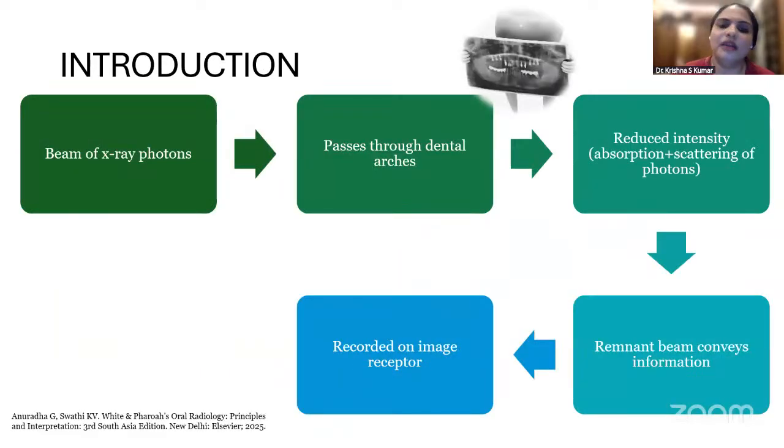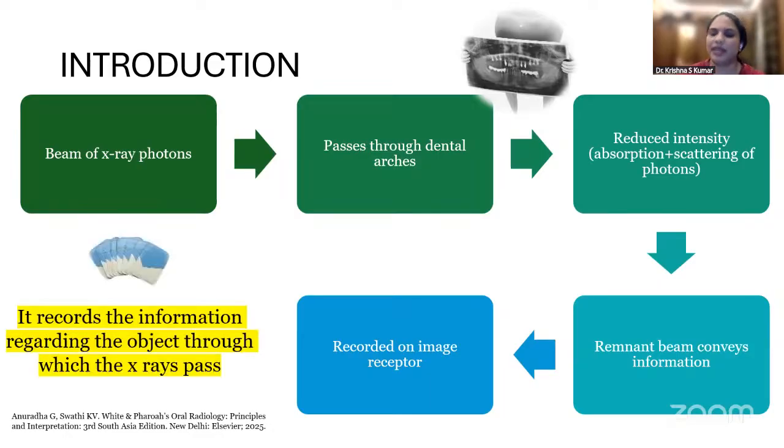So what is an X-ray film? When the beam of X-rays passes through the dental arches, it is attenuated. That means its intensity is reduced either by absorption or by scattering. And the remnant beam which passes through the dental arches is recorded on an image receptor, which is the X-ray film. So X-ray films basically record the information about the object through which the X-rays pass.